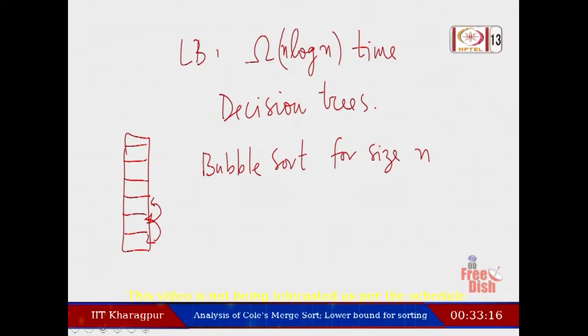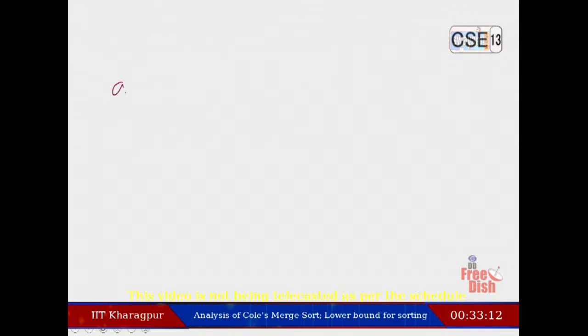Therefore, we can draw a decision tree if we have, for example, let us consider an input of size 3. On bubble sort, we go like this: when we have 3 elements A, B, C, the first two to be compared are A and B.